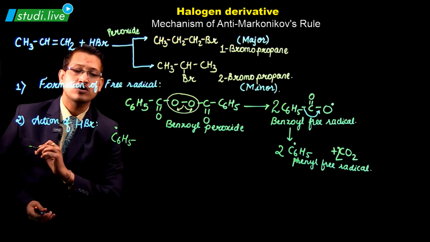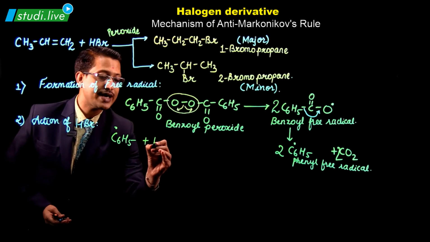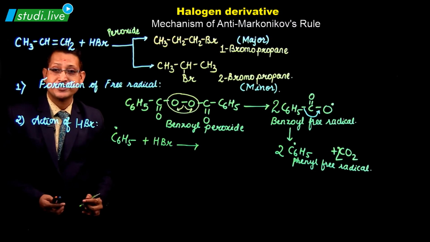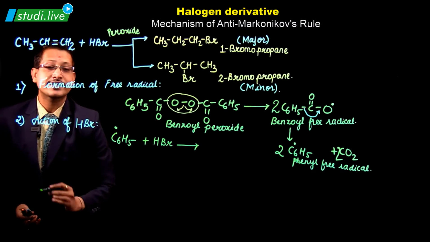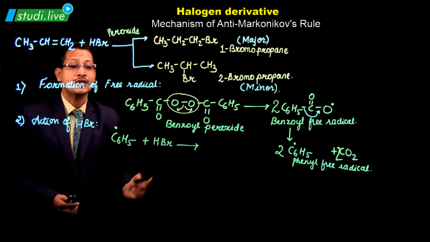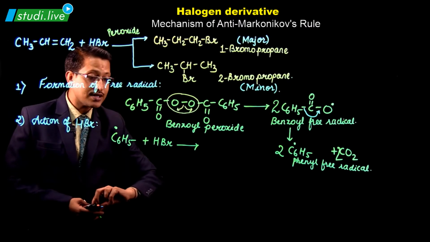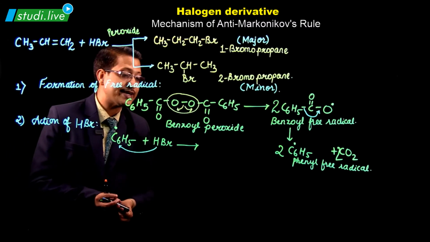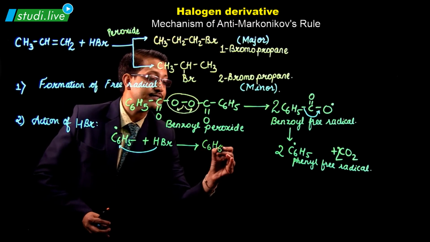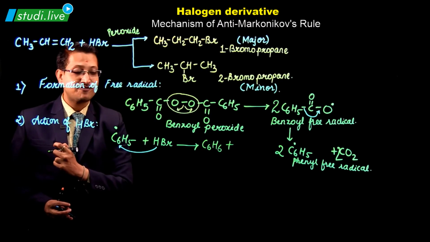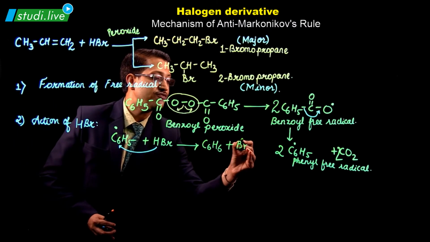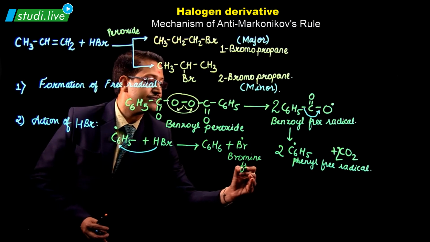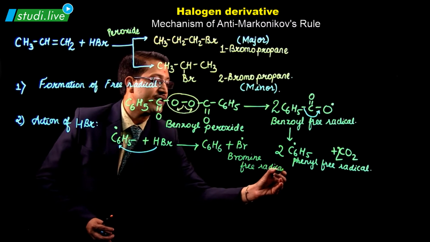C6H5, 1 electron, that is free radical, plus HBr. Now this also undergoes homolytic fission because C6H5 has a free radical. This will induce homolytic fission here also, and because of that homolytic fission, this hydrogen adds here, and this gives you the formation of C6H6. Now this is C6H6 getting formed here, plus what is left out? Bromine with 1 electron, and this is called as bromine free radical. So you get here the formation of bromine free radical.